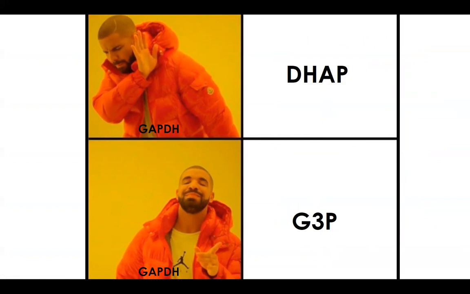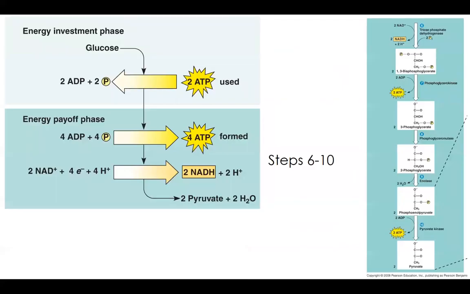So you'll have, again, some time to go through steps 7 through 10 as you work through your pre-lecture material. But just to recap, we talked about the first 5 steps being the energy investment phase. We used 2 ATP there. I pointed them out, but you'll have some time to explore that. Steps 6 through 10 are going to be the energy payoff phase. We already saw one of those payoffs in step 6.